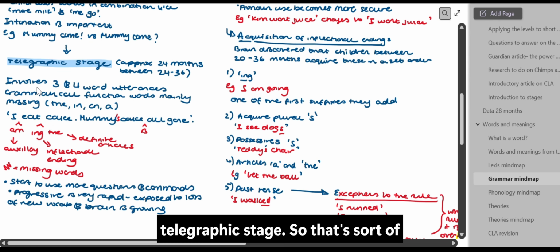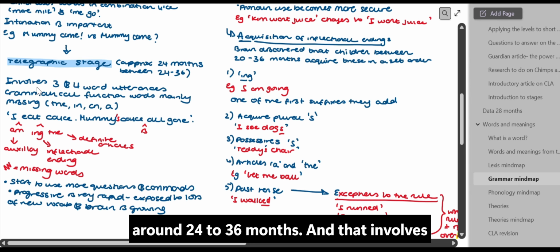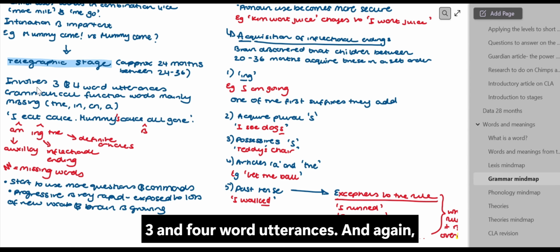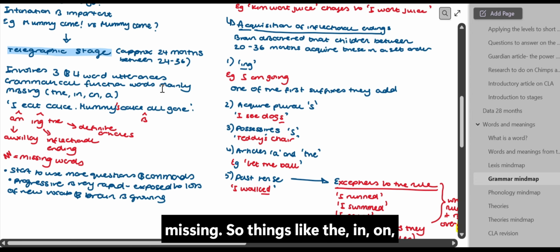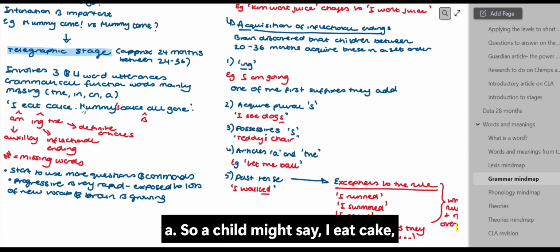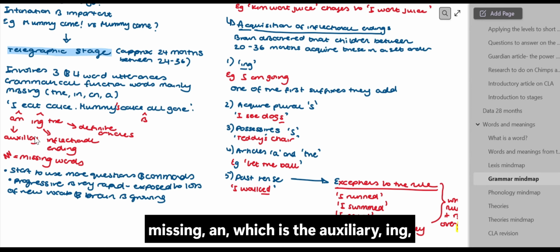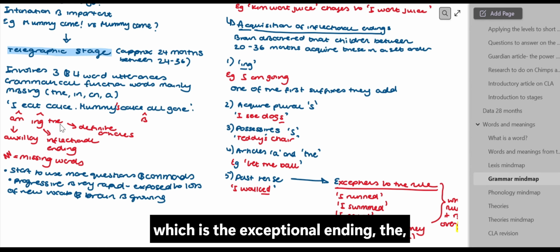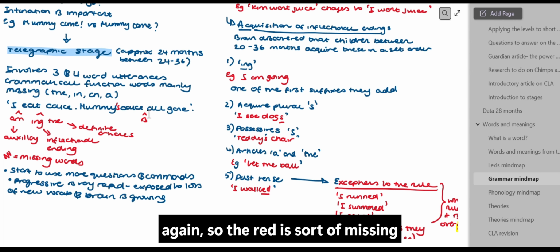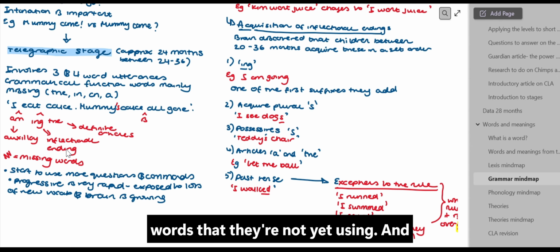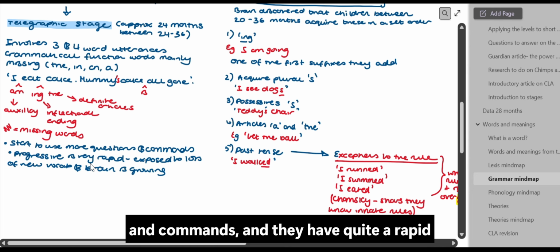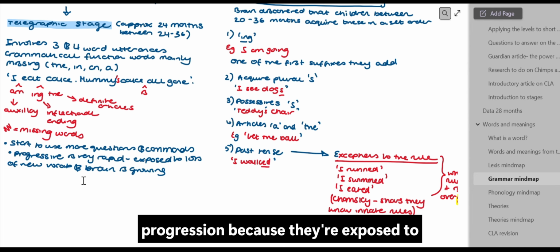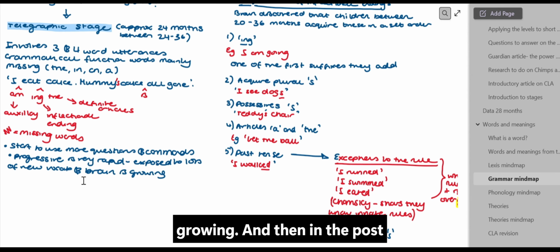And then you've got the telegraphic stage, around 24 to 36 months, and that involves 3 and 4 word utterances. Again, grammatical function words are mainly missing, so things like the, in, on, a. A child might say, I eat cake, mummy, cake, all gone. And they're missing am, which is the auxiliary, ing, which is the inflectional ending, and the, which is the definite article. The red is the missing words that they're not yet using. The child at this telegraphic stage will start to use more questions and commands, and they have quite a rapid progression because they're exposed to lots of new vocabulary and the brain is growing.